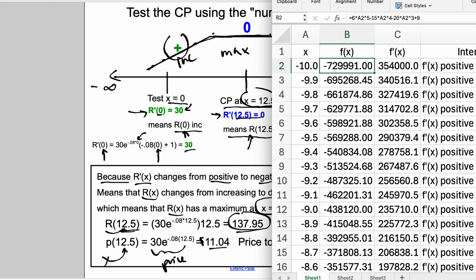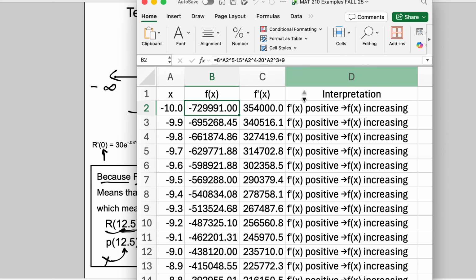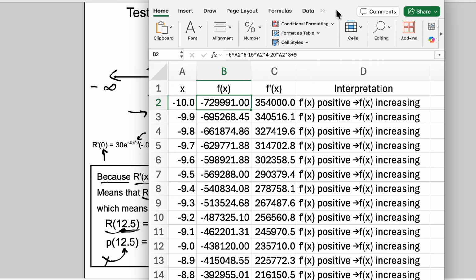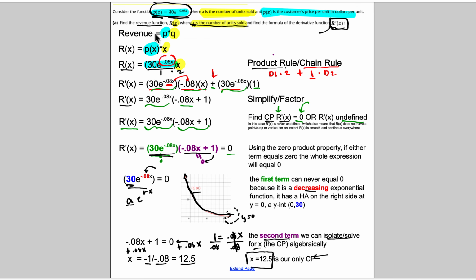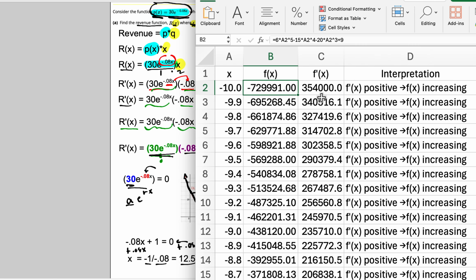So if I come to my Excel file, I have this all set up here. What I've done is put in all of my functions. I'm going to put in my X as my input, then I'm going to have my price function, then my revenue function, then my marginal revenue function.